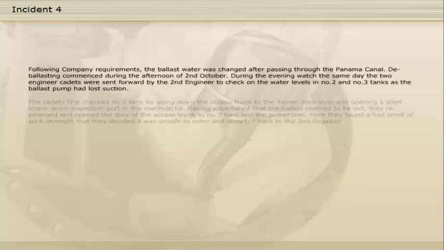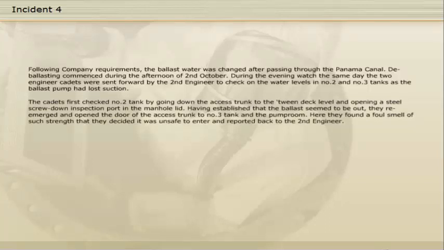The cadets first checked number 2 tank by going down the access trunk to the tween deck level and opening a steel screw-down inspection port in the manhole lid. Having established that the ballast seemed to be out, they re-emerged and opened the door of the access trunk to number 3 tank and the pump room.